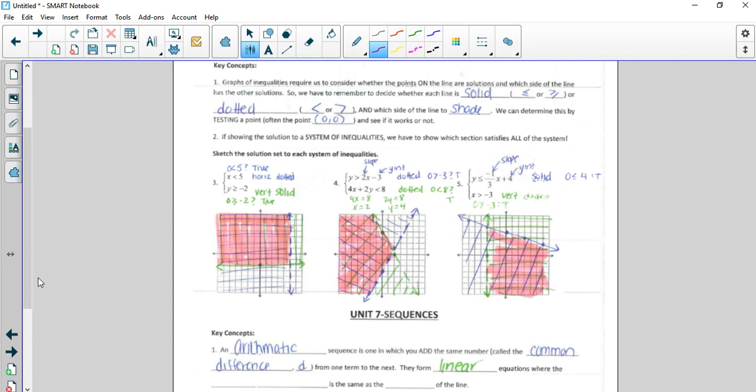If you get a true statement, you shade that side of the line. If you get a false statement, you shade the other side of the line. Then you mark the part that is overlapping. Now notice, reminder, when I shade, I don't darkly shade everything. Okay? I shade with just simple lines like grass growing. I shade this way, and then once I know where they overlap, then I darkly shade.